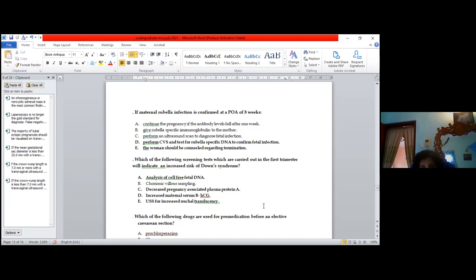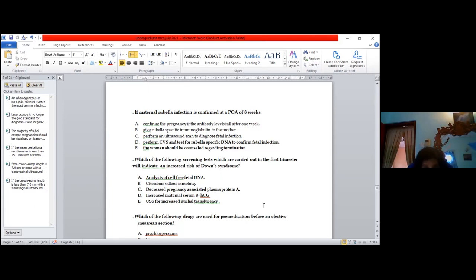There's no falling of the antibody levels. So once we diagnose rubella, we cannot continue the pregnancy. Women should be counseled regarding termination. If we want further confirmation, the only thing that we can do is perform CVS for rubella specific DNA to confirm fetal infection. You can do that, but that is not really necessary because serologically IgM is present or there's a fourfold rise of IgG. Then we say that the woman is infected, and since it's 8 weeks, the baby will be severely affected.